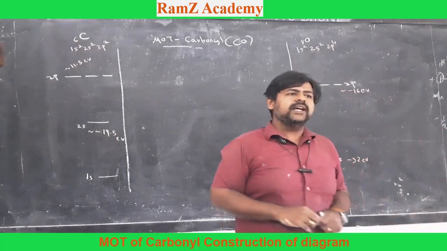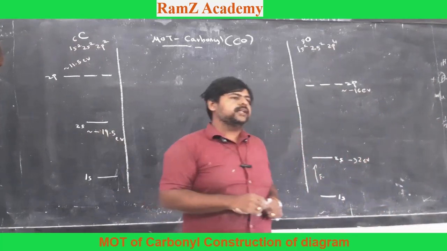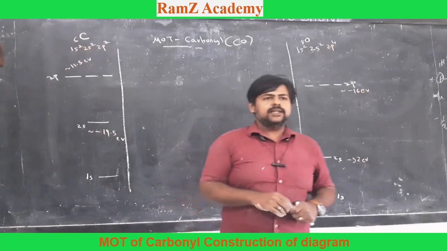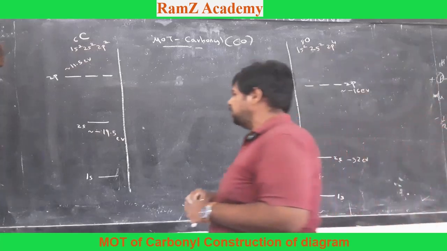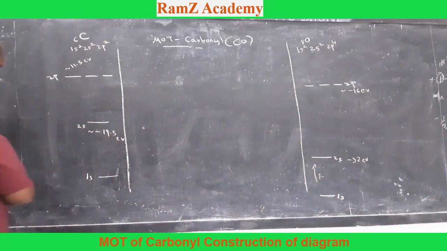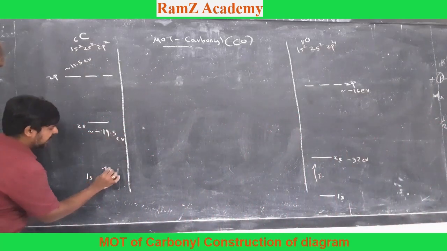So once I have the positions of these atomic orbitals fixed, my next task in the MOT diagram is to fill the electrons in these atomic orbitals. So how do I fill? All of us are very familiar with this. 1s2, that means I have 2 electrons here.